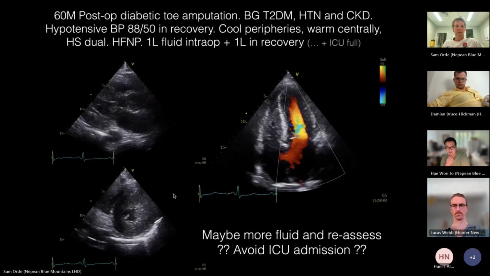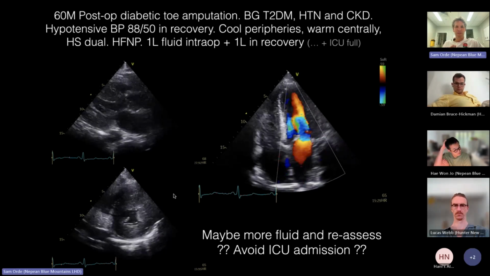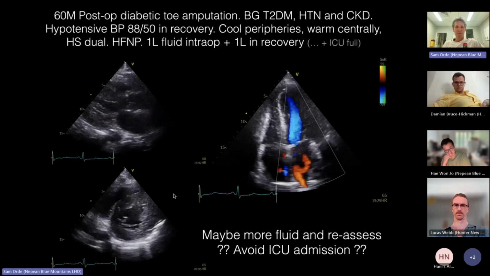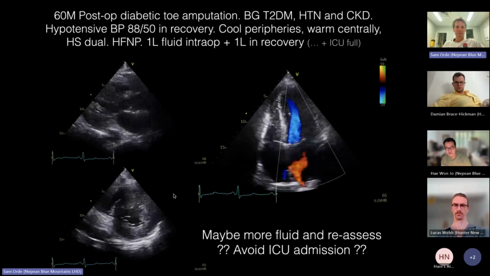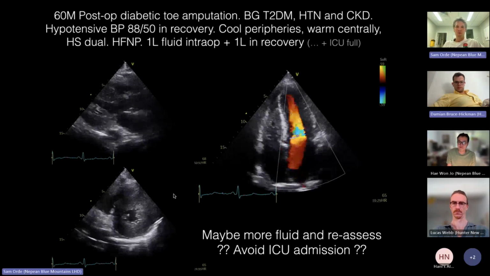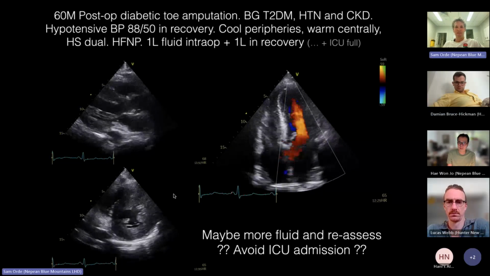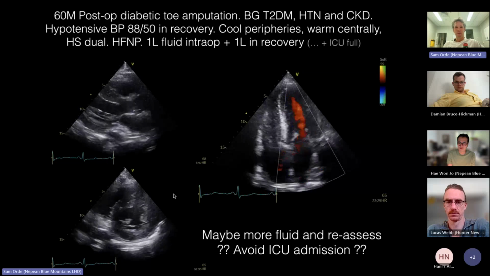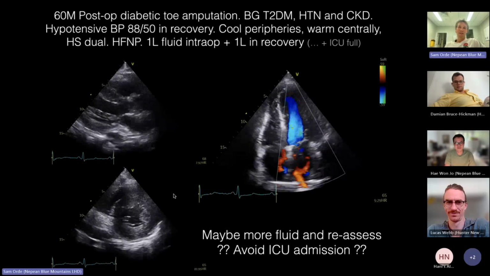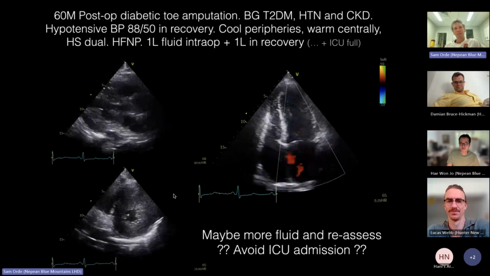Cool. All right, Damien, do you want to have a crack at this one? So this is a 60-year-old male, post-op diabetic toe amputation, background of diabetes, hypertension, chronic kidney disease. You'd see these patients probably every day coming through hospitals, and they're hypotensive in recovery. You've got cool peripheries, warm centrally. They've given a litre in intra-op, and a litre in recovery, and the ICU is full, but they want to bring him in for a metaraminol infusion. I'll be honest, these are the kind of patients where I start thinking, please tell me this patient can have some more fluids and they don't have to come in.